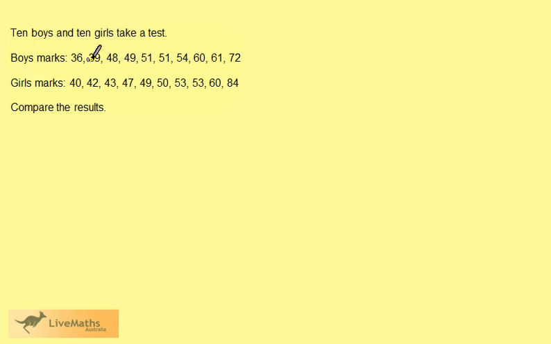10 boys and 10 girls take a test. We have the boys' marks here and the girls' marks here, and we're asked to compare the results. We can easily work out the mean for each. For the boys, we'll just add them up and divide by 10.